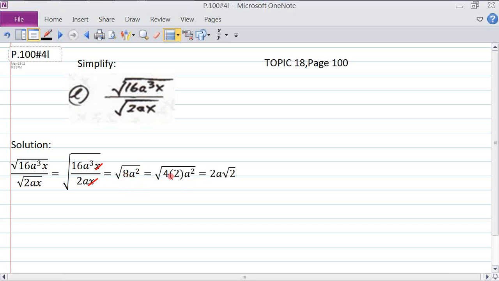Now, instead of 8, I'm going to write 4 times 2, where 4 is a perfect square, 2 squared. 4 times 2 gives me the 8. And I'm going to leave the a squared in there. Square root of 4 is 2. Square root of a squared is a right here. And all that's left under the root sign is the number 2.